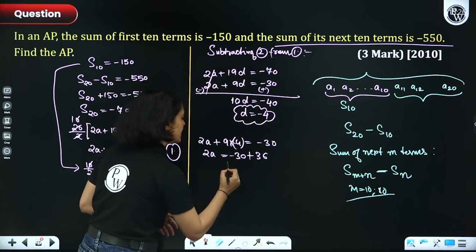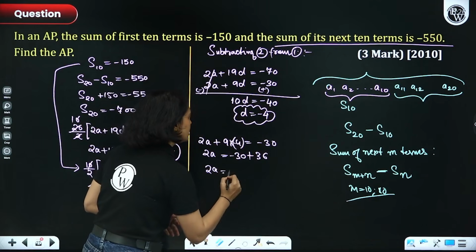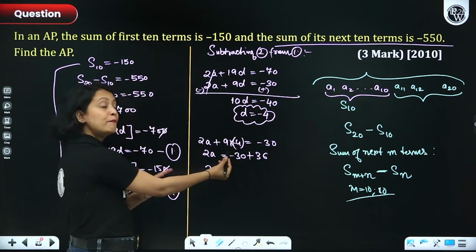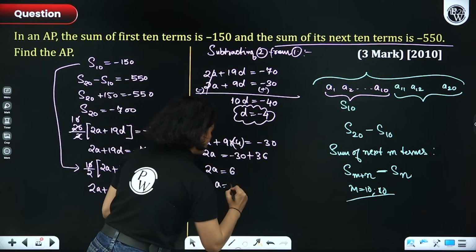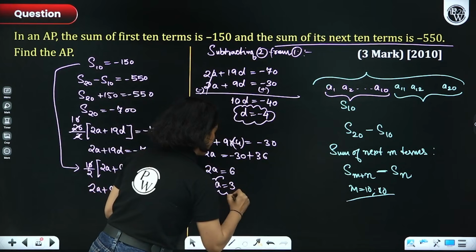So twice of A would be equal to what? It would be equal to negative 30 plus 36. So that would be equal to 6. So A is equal to 3. The value of A comes out to be 3.